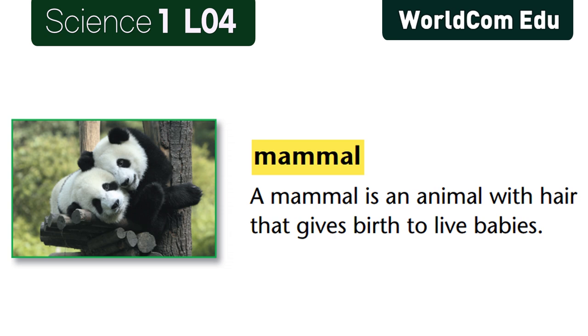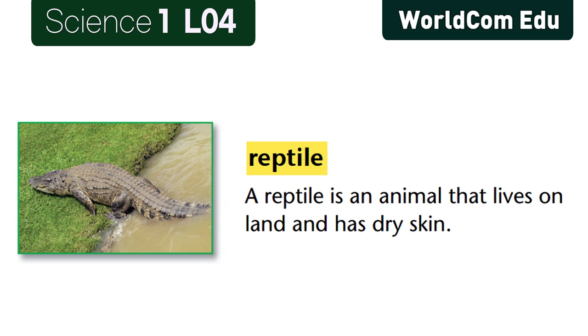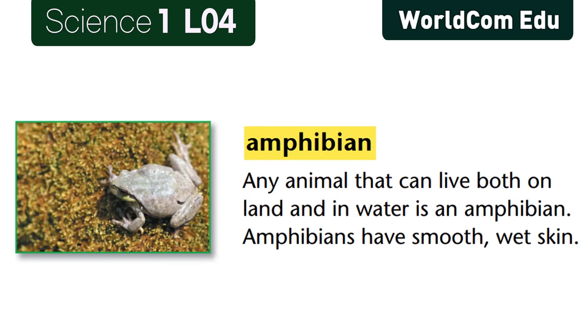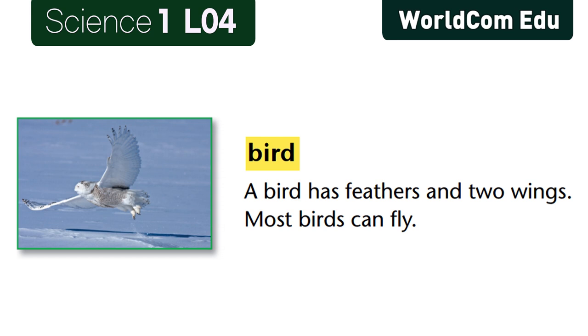Lesson 4. Types of animals. Mammal. A mammal is an animal with hair that gives birth to live babies. Reptile. A reptile is an animal that lives on land and has dry skin. Amphibian. Any animal that can live both on land and in water is an amphibian. Amphibians have smooth, wet skin. Bird. A bird has feathers and two wings. Most birds can fly.